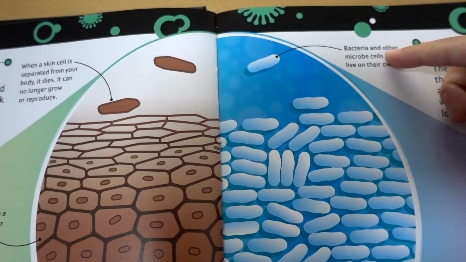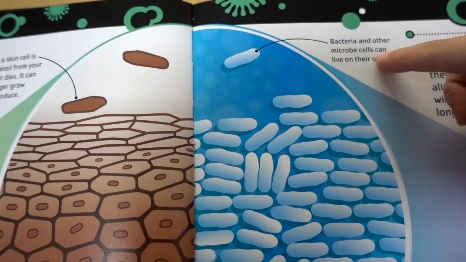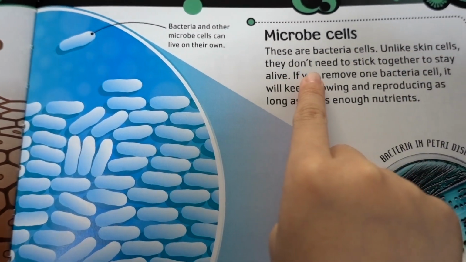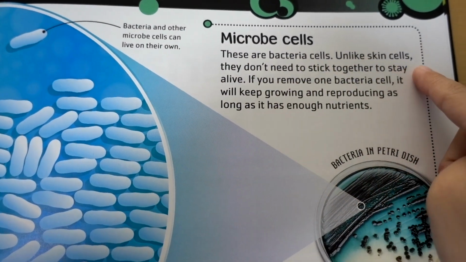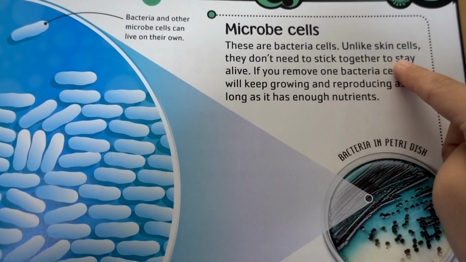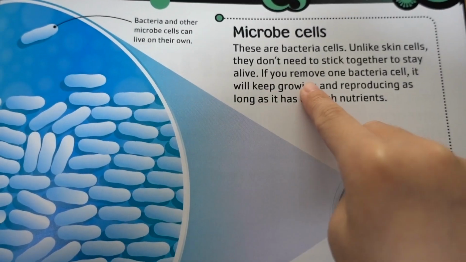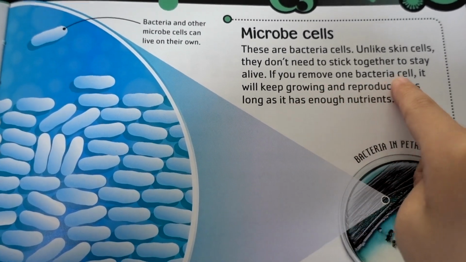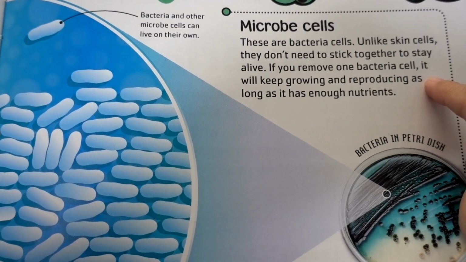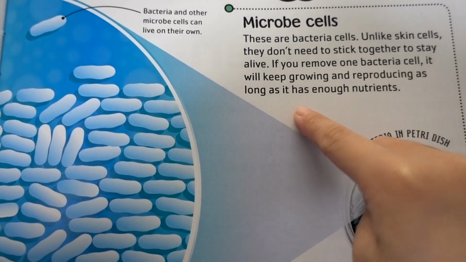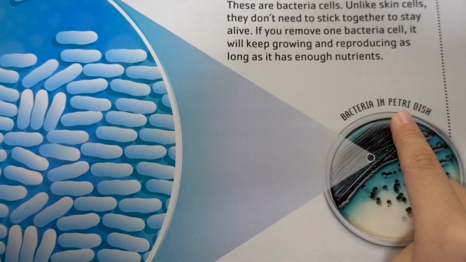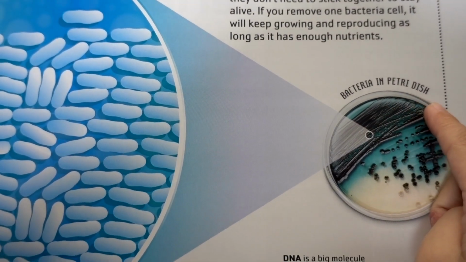Bacteria and other microbe cells can live on their own. Microbe cells. Unlike skin cells, they don't need to stick together to stay alive. If you remove one bacterial cell, it will keep growing and reproducing as long as it has enough nutrients. Bacteria in Petri dish.